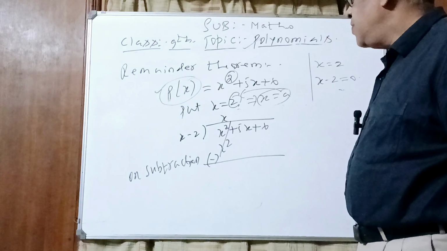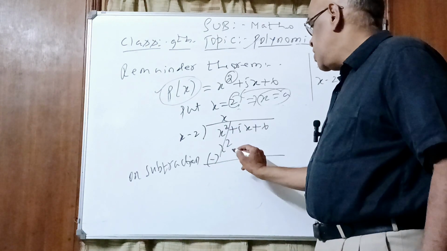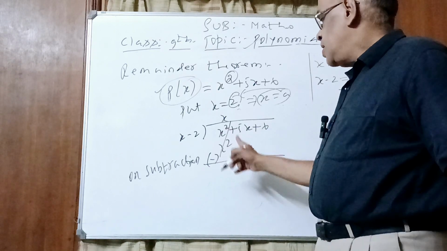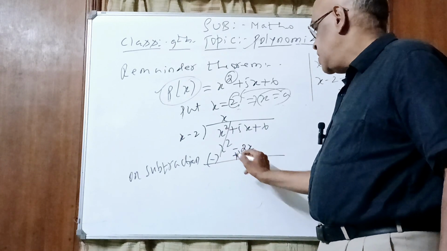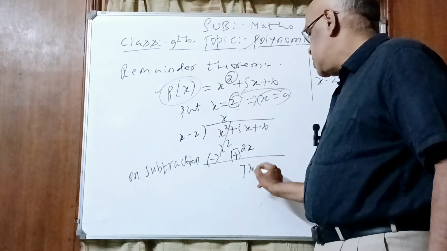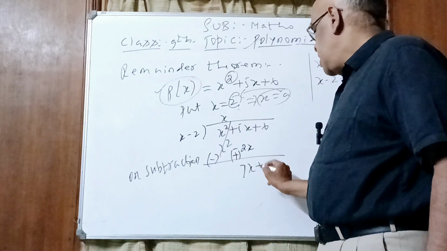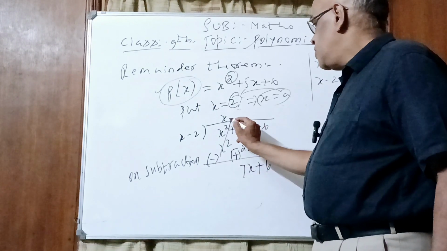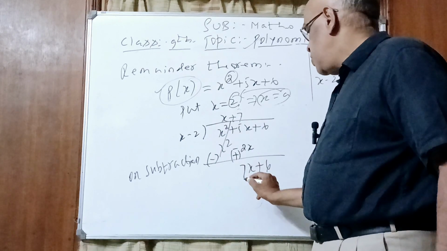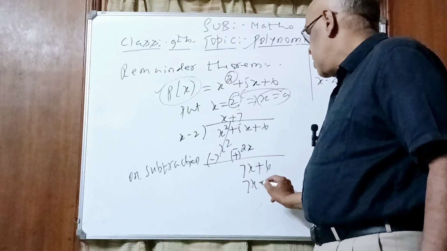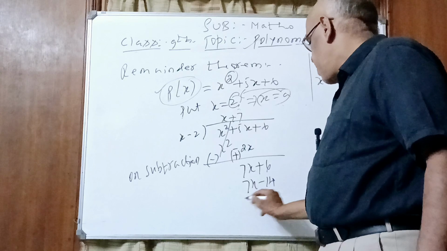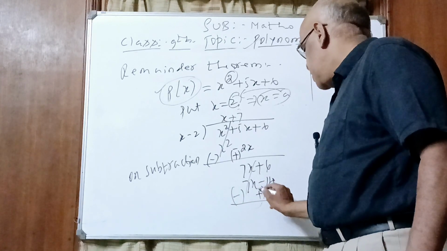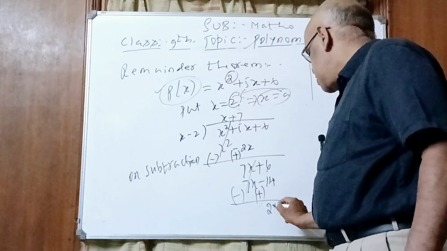What do you get, children? On subtraction, x into minus 2, minus 2x. Yes or no? Then this becomes plus 5 plus 2, 7. Then here what do we get? 6. Then 7 should get cancelled. 7 into x, 7x minus 14. Again subtract, children. 7x gone, this becomes plus 14 plus 6, 20.